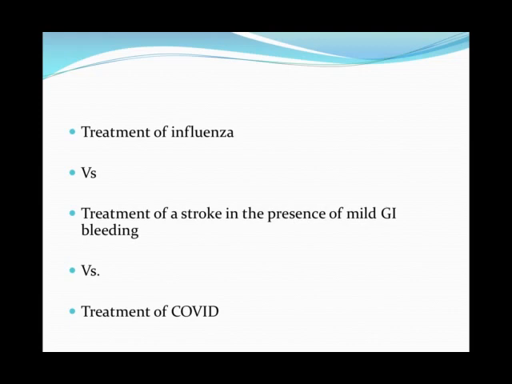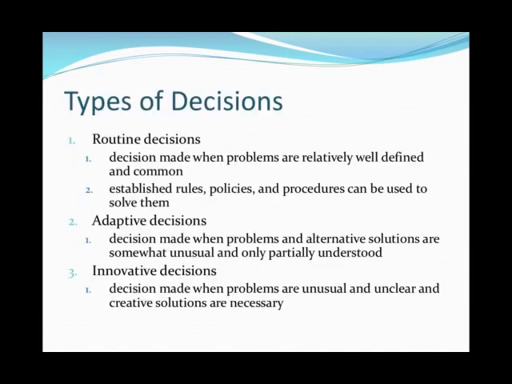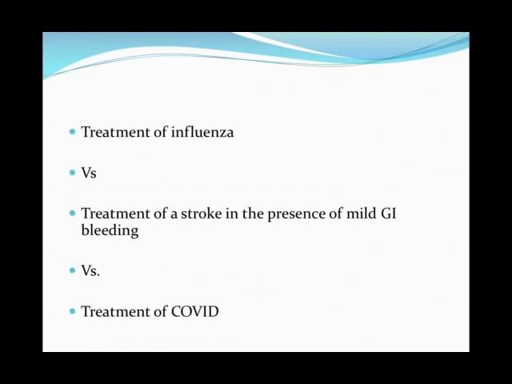We have a lot of experience. There are a lot of patients that have this problem. And so a lot of times there are not guidelines, but there are recommendations that, okay, if the GI bleeding is very bad, then we don't give it. If the GI bleeding is mild, we give the blood thinners, but we just really watch them. And if the bleeding gets too much, then we have to stop it. So that would go into the adaptive decision. We're taking these different rules and guidelines, but we're trying to adapt them to our situation.